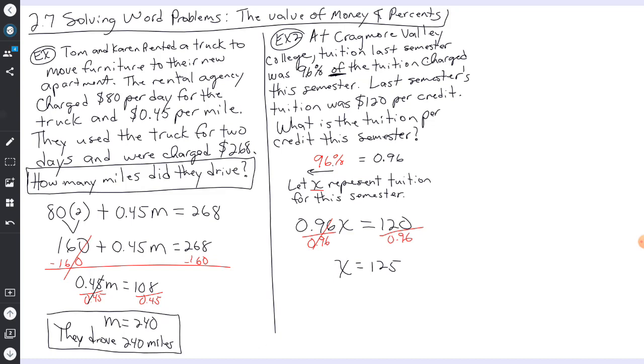125. Okay, so if you have to write this in English, we would say what? If we have to write that back in English, we would say, the tuition per credit is $125. It's actually pretty cheap.